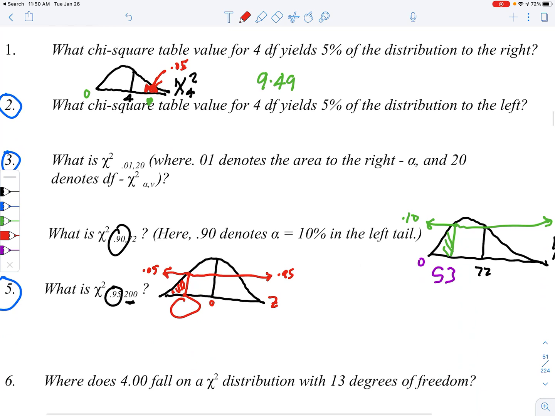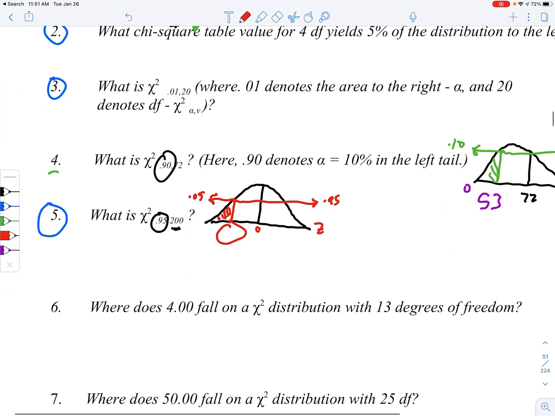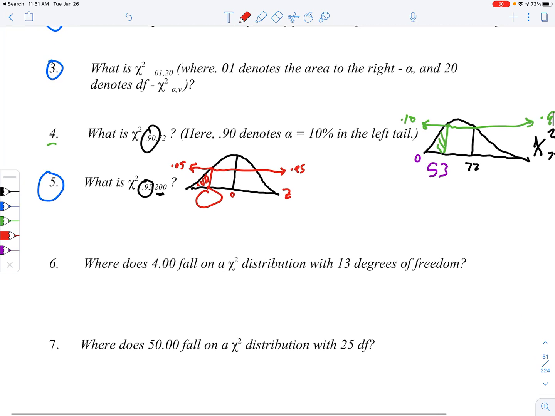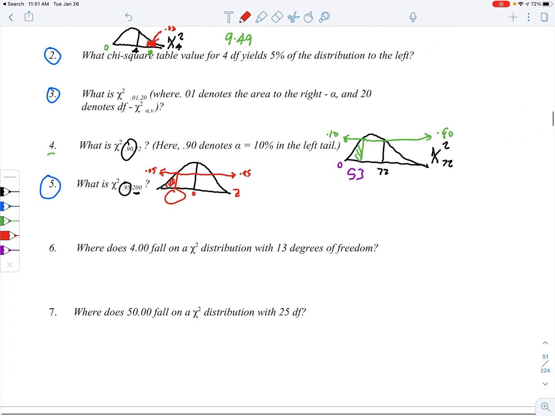I'll give you a hint. It's somewhere in the area of about 165-ish. Not quite that. It's a little more than that, but that'll give you an idea. If you get something in the 160s, you'll be in the right place there. All right, let's do one more here. I'm going to do number 7 and then number 6, and then I'll leave number 7 for homework here.